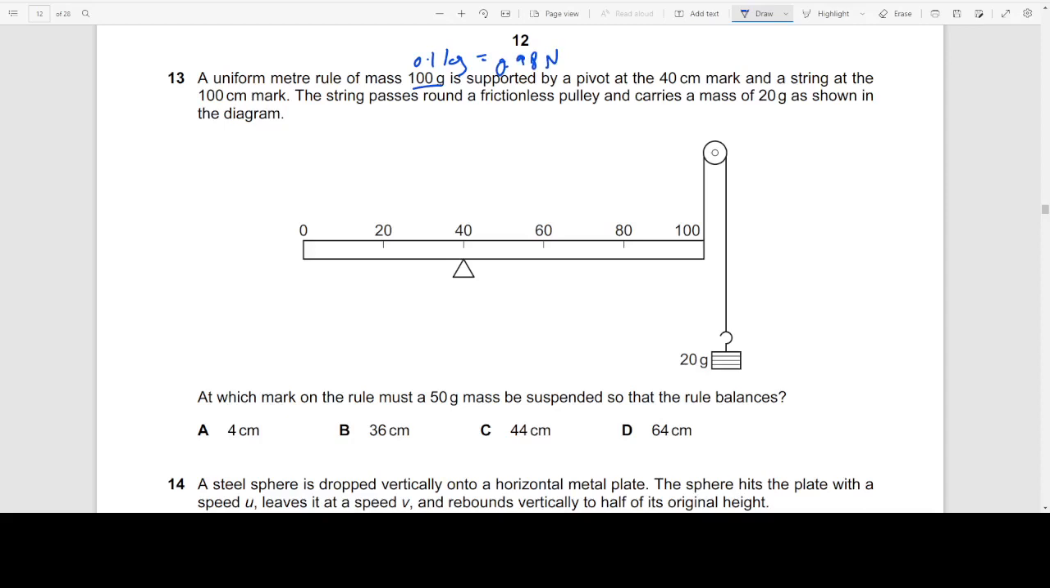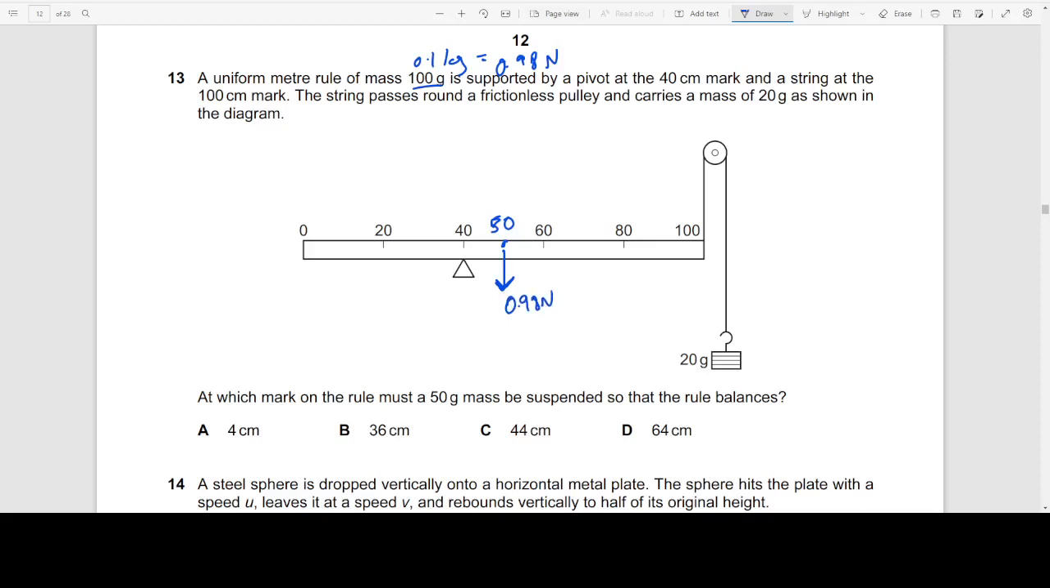And 0.98 newtons will act from the center. So at the 50 centimeter mark, which is exactly halfway between 0 and 100, the weight of this object is considered to act, the center of mass, which is 0.98 newton.